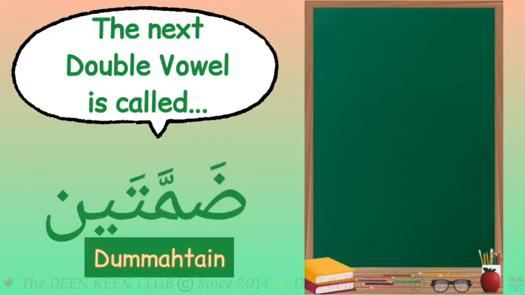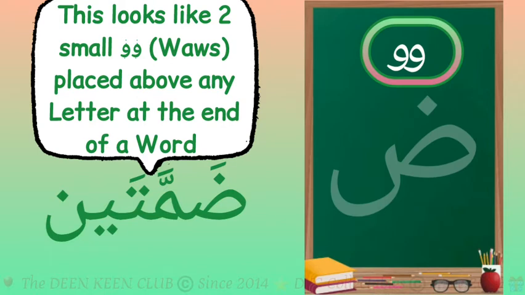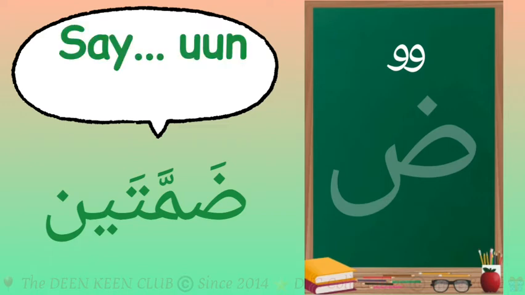The next double vowel is called DUMMAHTAIN. This looks like two small wells placed above any letter at the end of a word and makes the sound un. Say un.